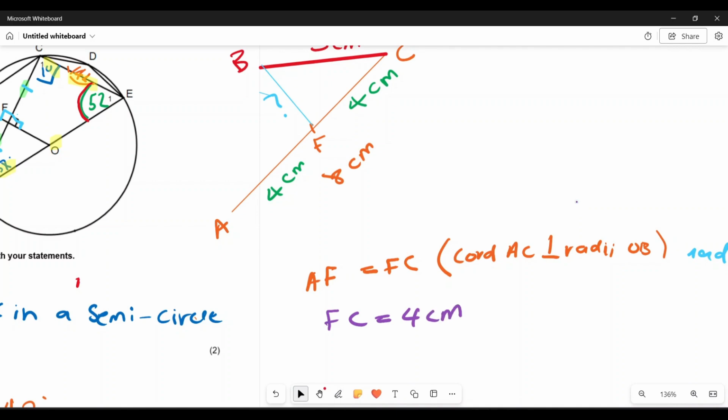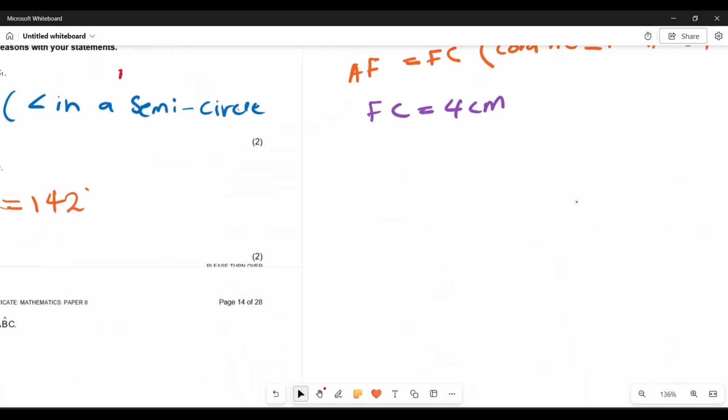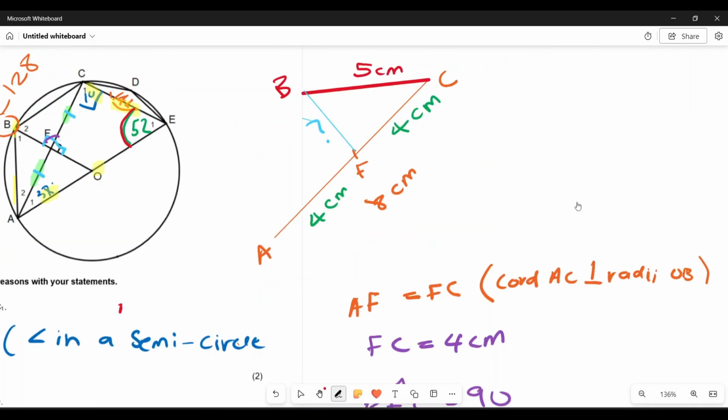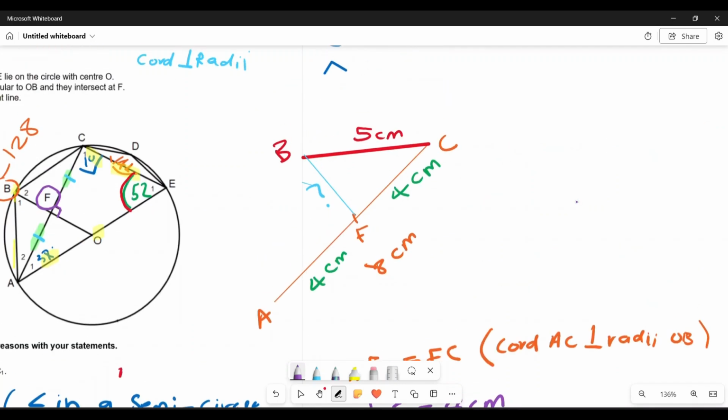Now, another point that I would need to mention is that this angle right over here, angle BFC, is equal to 90 degrees. Why? Because we were given this angle as 90. So as a result, this would also make this angle equal to 90. And our reason here is angles on a straight line. So I know that the angle here is 90 degrees.